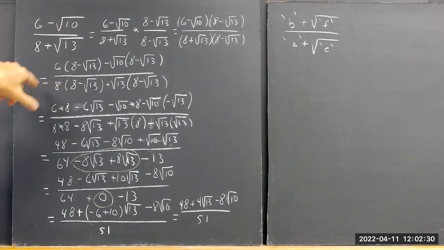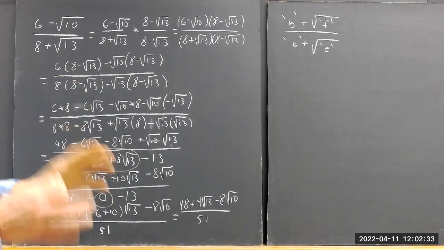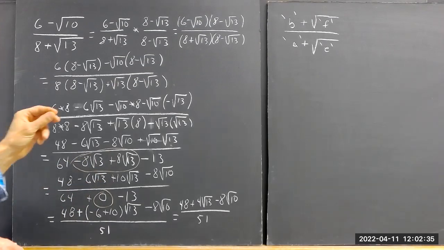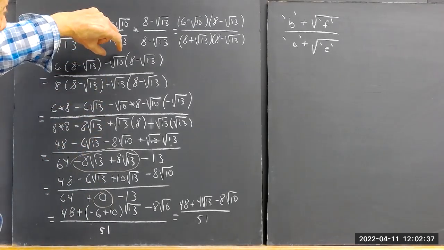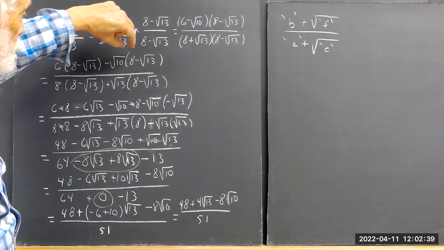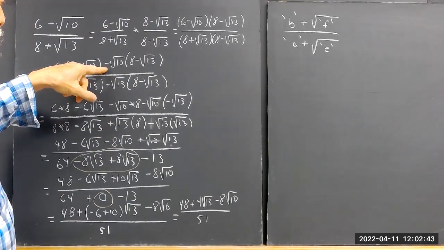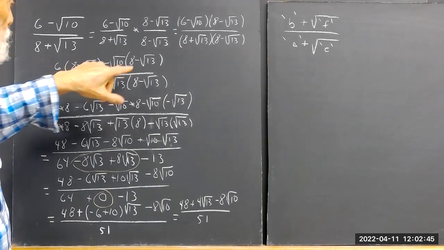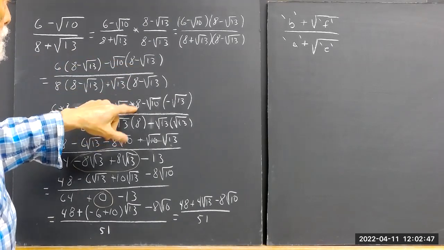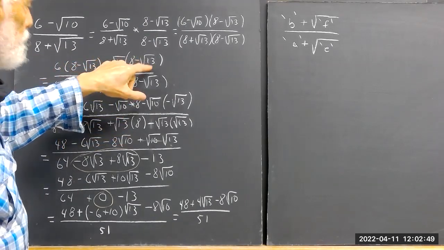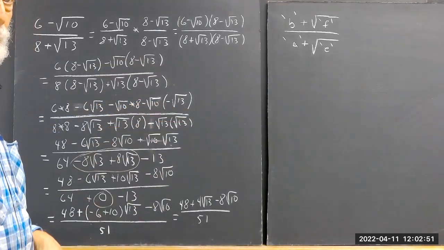I had a negative 6 here. It could get a little confusing, so you want to write it out real clear. Okay, then we do the square root of 10 times 8 minus the square root of 13, except it's minus the square root of 10. Okay, so it's minus the square root of 10 times 8 and minus the square root of 10 times minus the square root of 13.